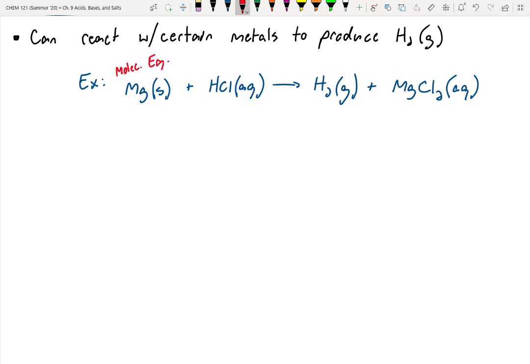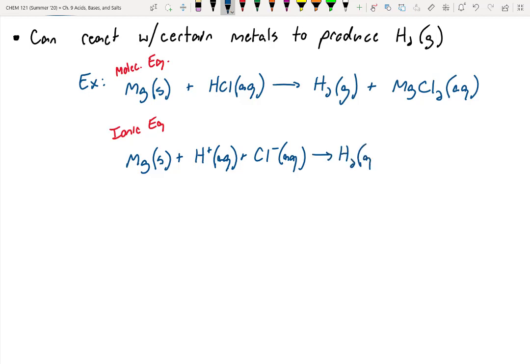All right, but let's try to break this up into our ionic equation. All right, so same idea, magnesium is solid, so we leave it as is. However, HCl is aqueous, so we're going to break that up into its individual parts, like this, all right? However, H2 is still going to be a gas. It's not dissolved, so we can't break that up. But over here, with magnesium chloride, it's aqueous, so anytime you see aqueous, we break it up into parts.